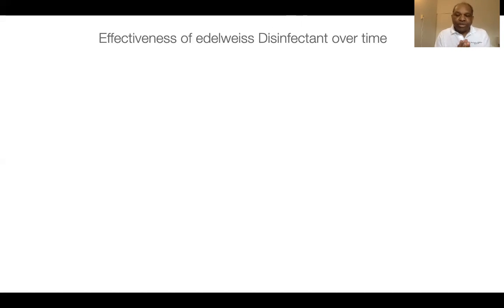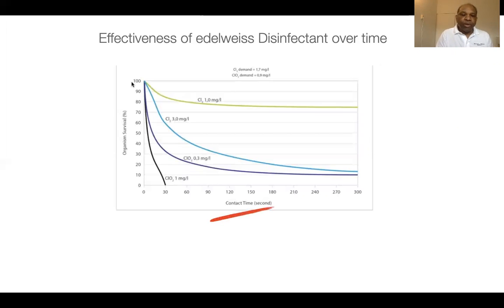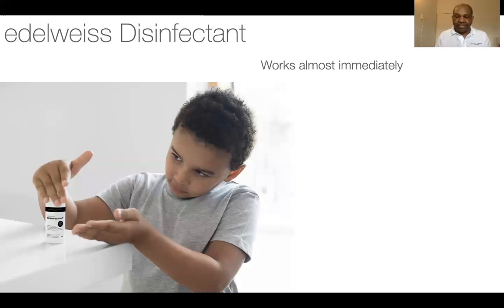So we wanted to see how effective it is over time. What is the time period for it to kill these pathogens? So we looked at a time graph of organism survival, which started with 100%, and on the x-axis, we looked at the contact time. We found that with a 1% solution, within 30 seconds, it killed all viruses and bacteria. So the Edelweiss disinfectant is effective within 30 seconds, killing all viruses and bacteria.